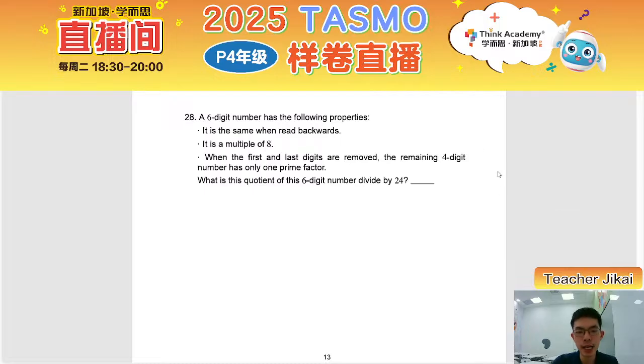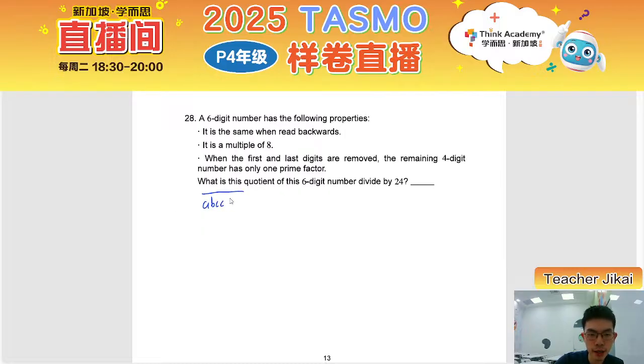Alright, question 28. We have a 6-digit number having the properties 1, 2, 3. The first property is the same as reading backwards. So we can just know it is A, B, C, C, B, A, from property 1.